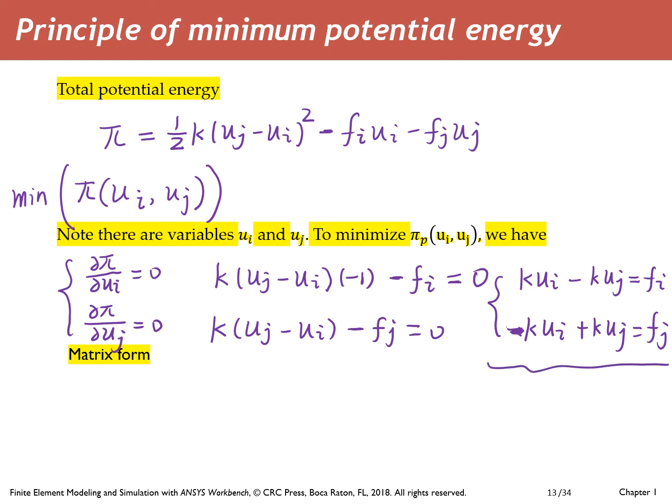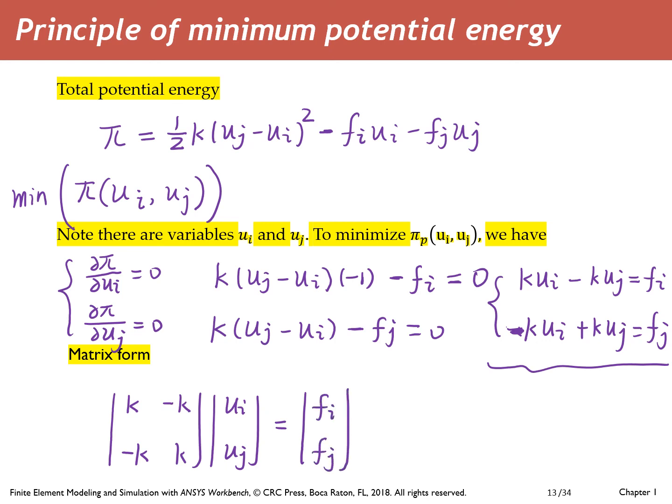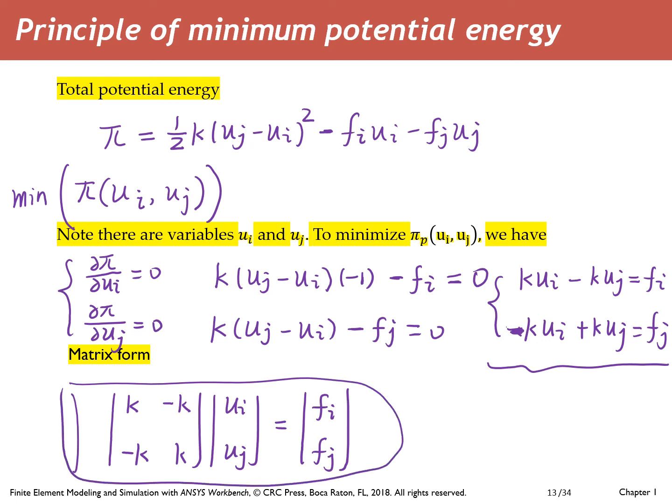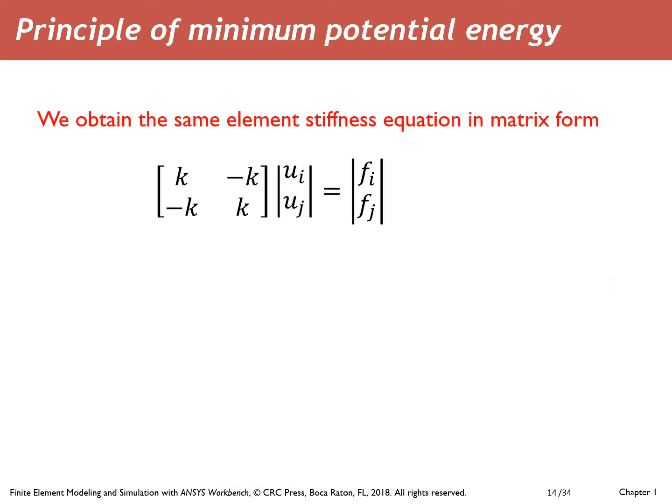There are two equations, and to solve them a computer will want the matrix form, so we write them in matrix form. We get the matrix k, minus k, minus k, k, times ui and uj, equals Fi and Fj. Looks familiar, right? This equation is what we derived in the last lecture based on the stiffness method. So using the energy method, we derive the same element equation in matrix format.